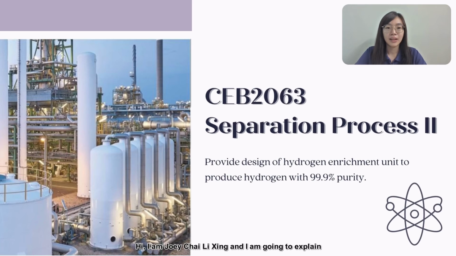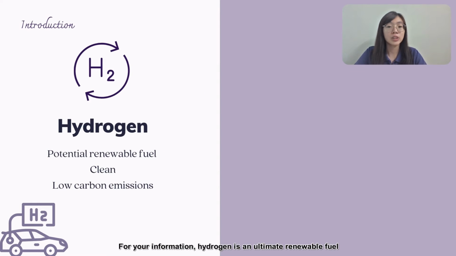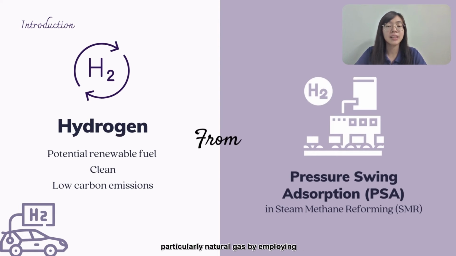Hi, I'm Xing, and I'm going to explain the first part of Separation Process 2, which requires students to design an adsorption system to produce hydrogen with 99.9% purity. For your information, hydrogen is an ultimate renewable fuel due to its sustainable characteristics such as clean and low carbon emissions. Hydrogen can be produced from a large variety of resources, particularly natural gas, by employing steam methane reforming technology coupled with a pressure swing adsorption system, or PSA.